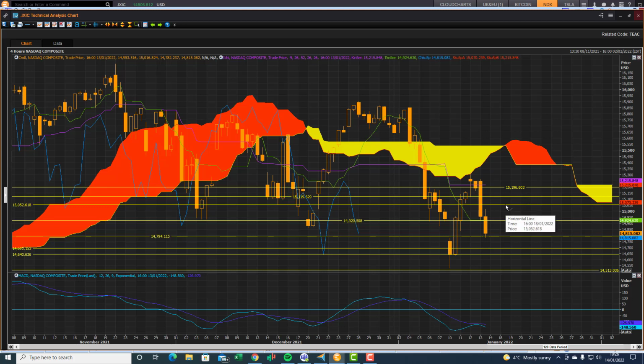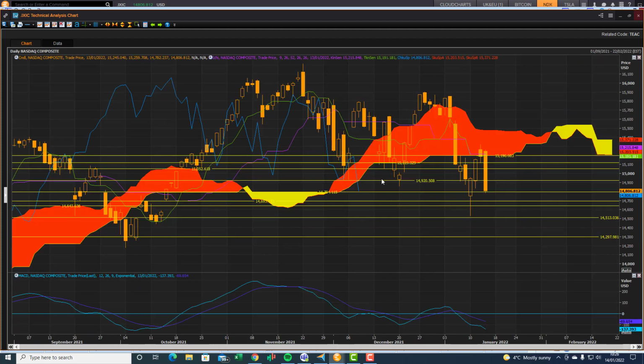But from a big picture perspective on the daily, it is now still bearish, since price action is below the cloud, and as long as it stays below the bottom end of the cloud, the outlook remains bearish. So we might have a further downside into February, end of January into February, but we'll see.